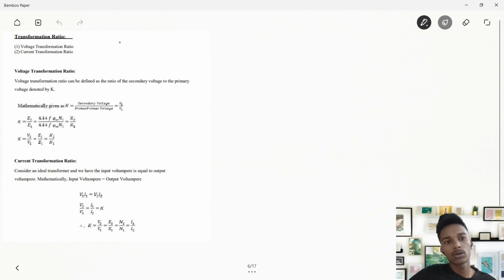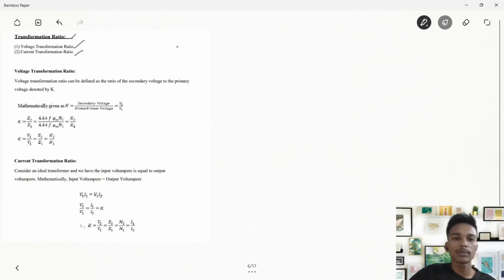We have discussed the basic principles of a transformer, how it works, and how the construction of a transformer takes place. Now we will discuss transformation ratio. We have two types of transformation ratio. One is the voltage transformation ratio, and the other is the current transformation ratio.